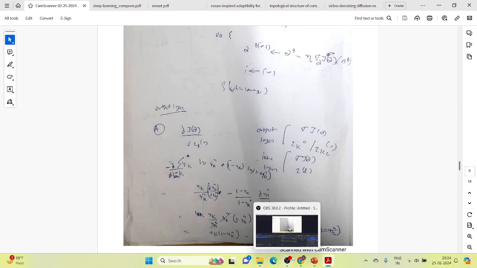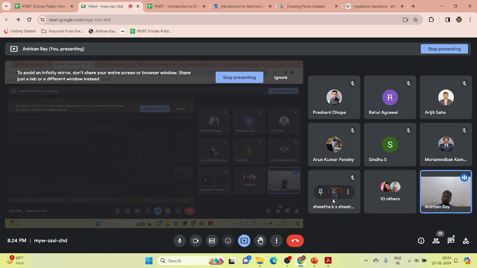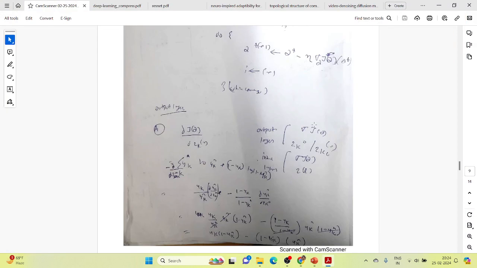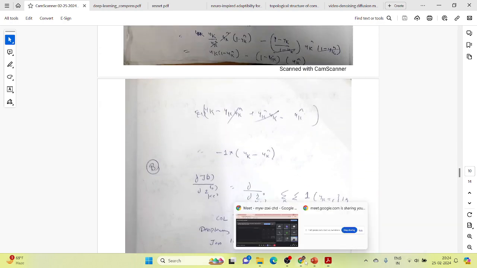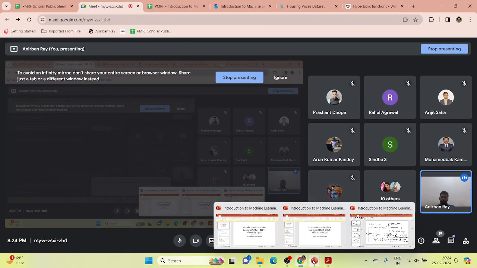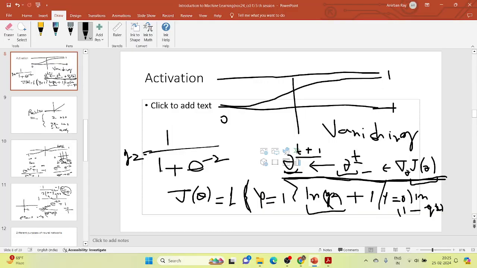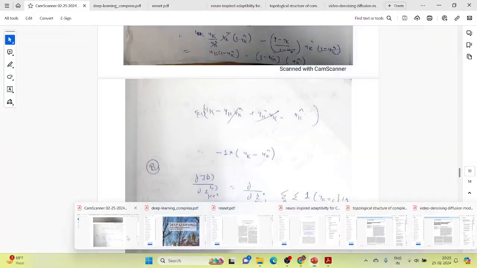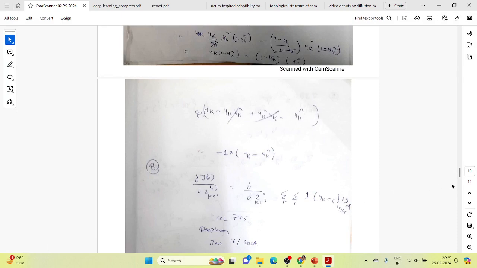So that is where the idea of backpropagation comes. Backpropagation is where we use the chain rule of derivatives to calculate this derivative, del J by del theta, for any theta. For this calculation of the gradient we need to use backpropagation. So that is the intuition of backpropagation.